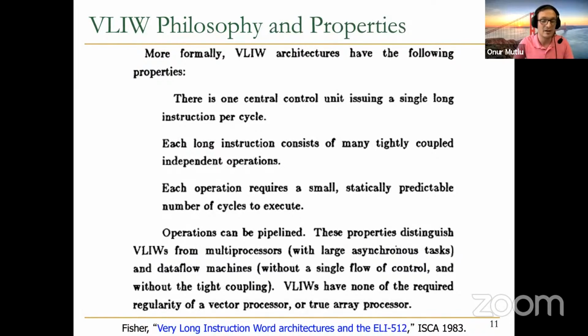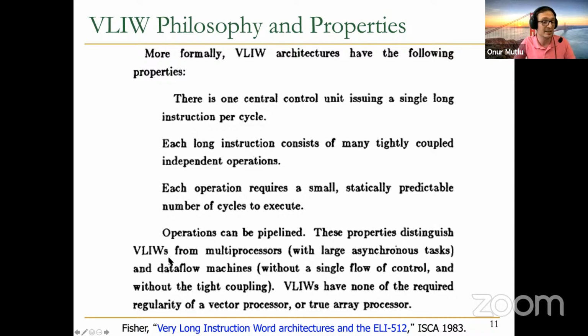So this is directly from the paper that I mentioned. Very quickly, this defines VLIW architectures. There's one central control unit issuing a single long instruction per cycle. Each long instruction consists of many tightly coupled independent operations. This is fine-grained operations that are independent of each other. Each operation requires a small, statically predictable number of cycles to execute. That's important. Statically predictable, so that the compiler can do the scheduling nicely. And operations can be pipelined, as you can see.